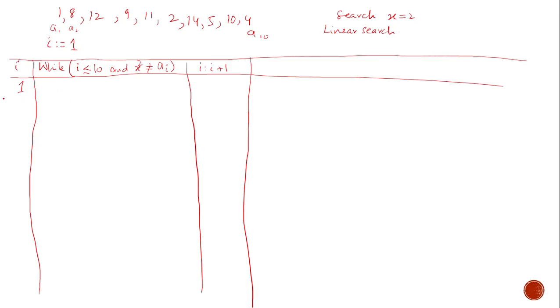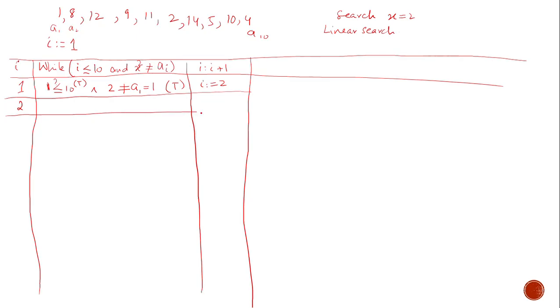So at the first location we check that 1 is less than or equal to 10. So we check whether the list ends or we are within the list. So this condition is true. And the second condition is 2, which is the desired integer, is not equal to A1. A1 is 1 here. So this condition is again true. So both the conditions are true, so we move to the second location of the list.